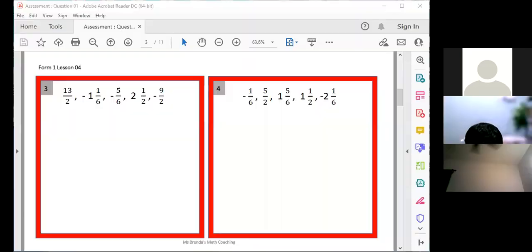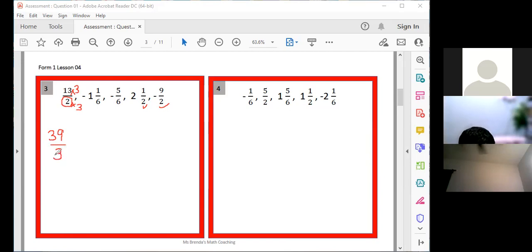All right, guys, I'm going to explain question number 3 now. As you can see, the denominator, we got to change this 2 to become 6, this 2 to become 6, and this 2 also to become 6. So what do I do to get it to 6? I times 3. So 13 will also times 3 because the rule is whatever you do at the bottom, you also must do at the top. So 13 times 3, it's 39. You can do this mentally.